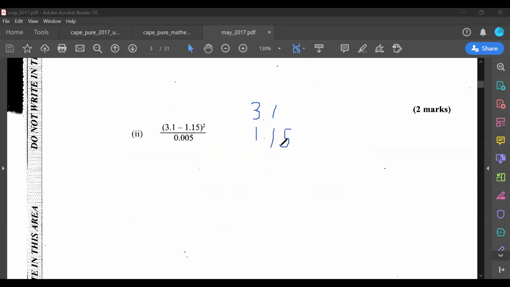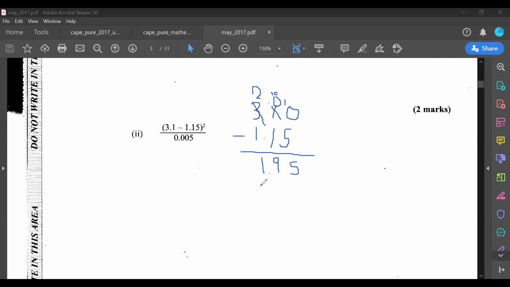Once again, please excuse the drawing. Okay, so in this case, I'll put a zero here for the placeholder. So we'll do our regular subtraction here. 5, 2, giving us 10. That'll be 1.95 when you subtract 1.15 from 3.1. Right? Or I could use the calculator. That would make life much easier for you.